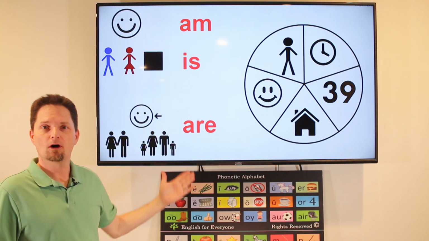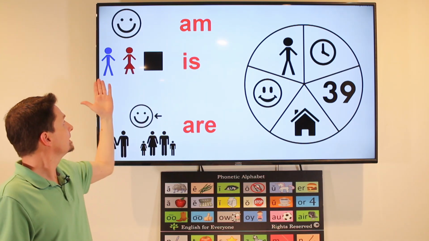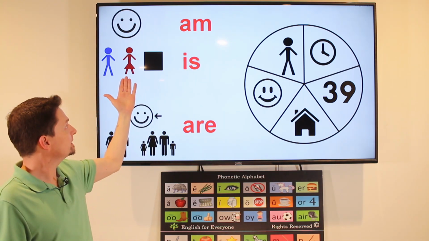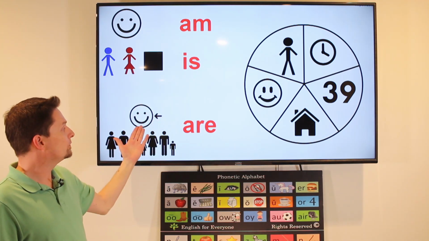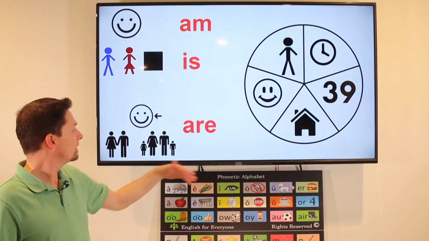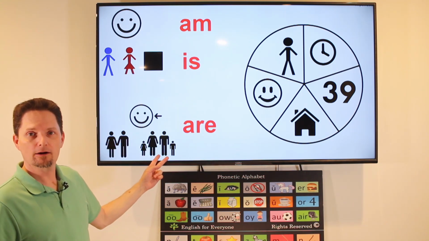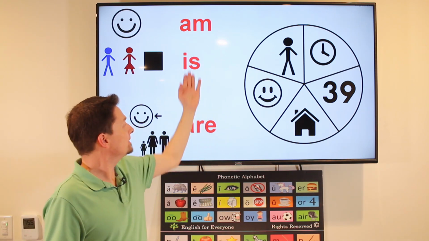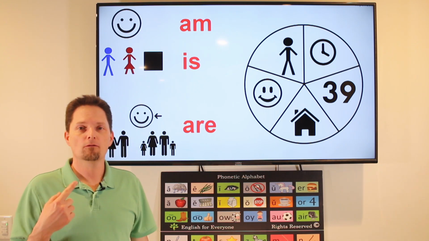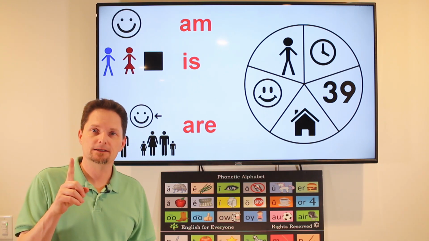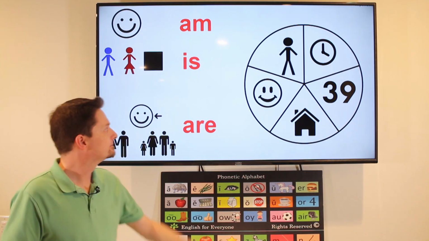Action am, is, are. With person: I am. He is. She is. It is. You are. We are. They are. We use action am, is, are with person. I am a teacher. For profession, is necessary for one. I am a teacher. I am a father.